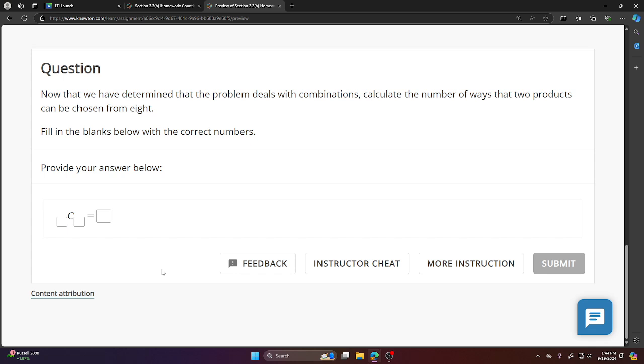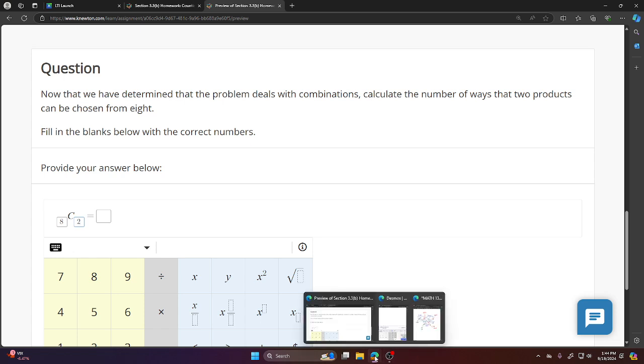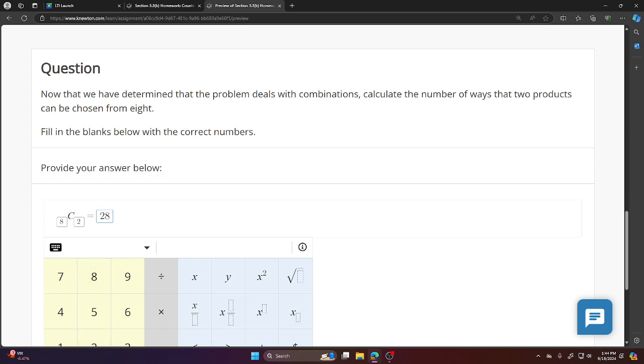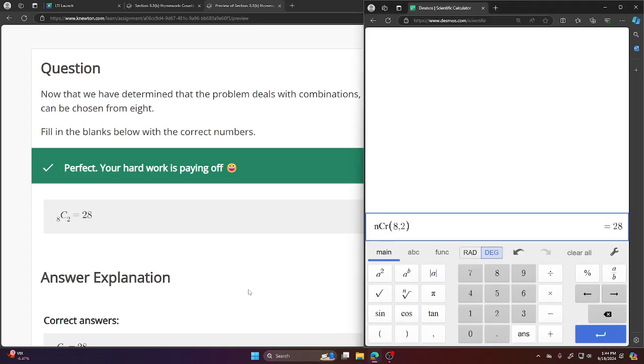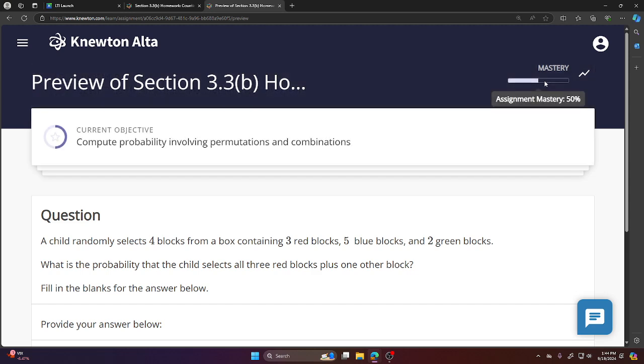Now we have determined that the problem deals with combinations. See, little C there. How many different ways can you pick 2 products chosen from 8? What's the total? What's the selected? Sounds good to me. You would think that, oh man, Chad made a big hype about it. So I just typed it in. All right, we're great. Again, I just went to the calculator. That was all. Cool. Easy enough. All right, cool. We're already 50% there. Oh my gosh. Yeah. I told you it wasn't that many.